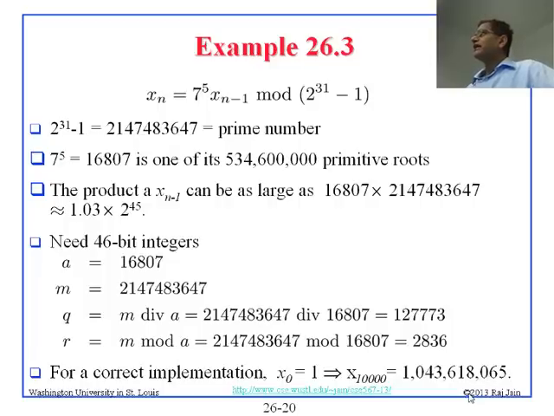So what you do is you say A is equal to this, M is equal to this. So Q is equal to M div A. M divided by A, you get this number. The division is not exact, so this is what you get as the quotient and this is what you get as a remainder. Right? So the quotient is Q and the remainder is R. All right? Now, for a correct implementation, here's the test for you. If you do it right in whatever language you select, you should get X 10,000 equal to this number.